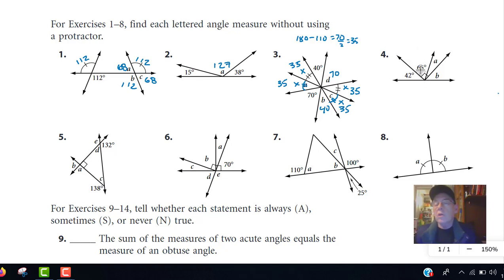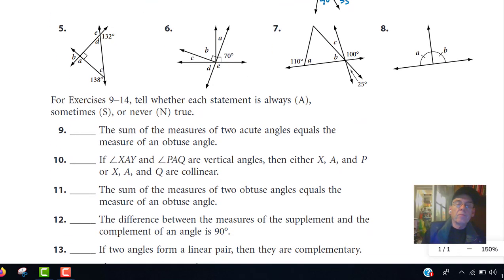Looking at number 4, 66 and A need to be a right angle. So 90 take away 66 comes to be 24. And altogether, these angles need to make 180. We have a 42 and a 66, that's 108. Plus another 24 gives us 132. So it's going to take another 48 degrees to get to 180. So B must be 48. Let's move up.